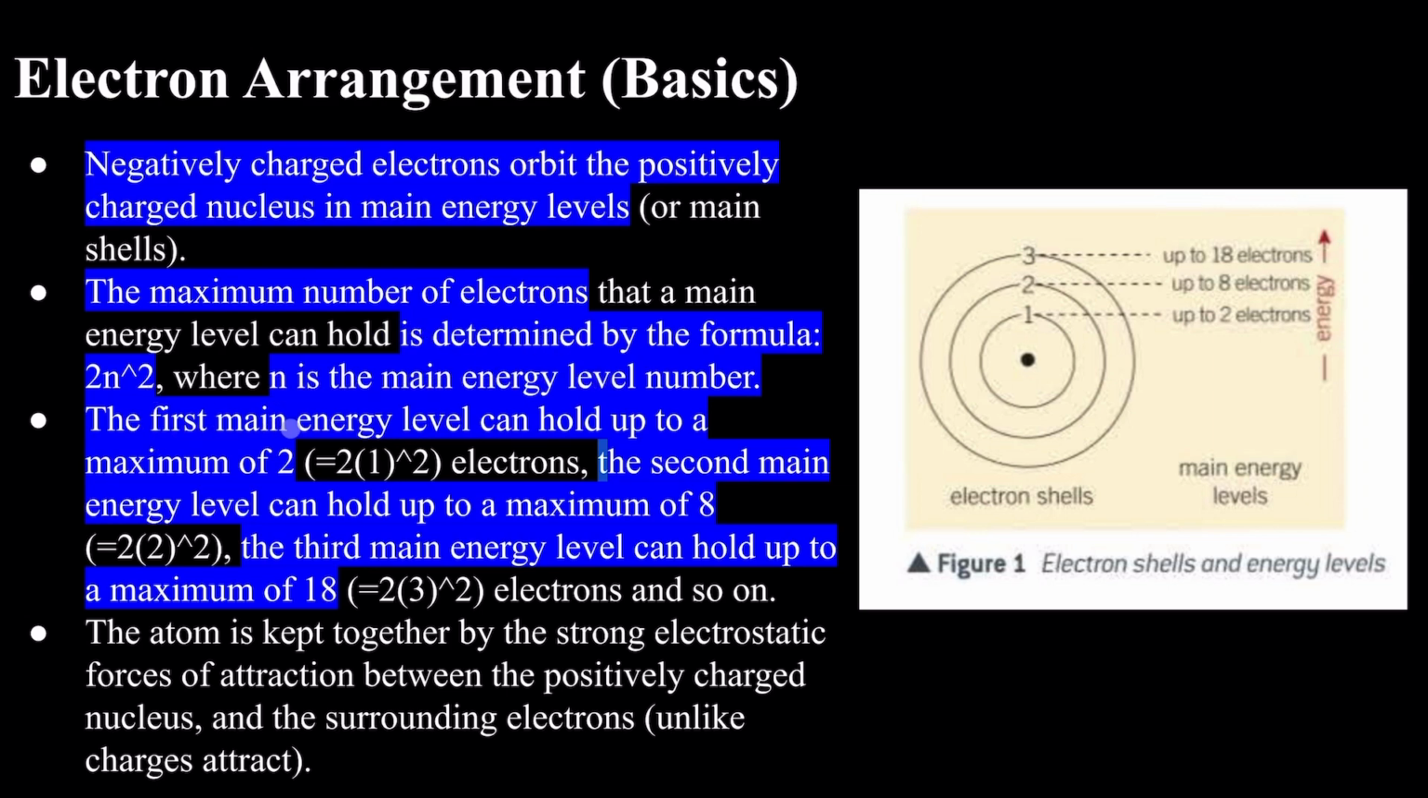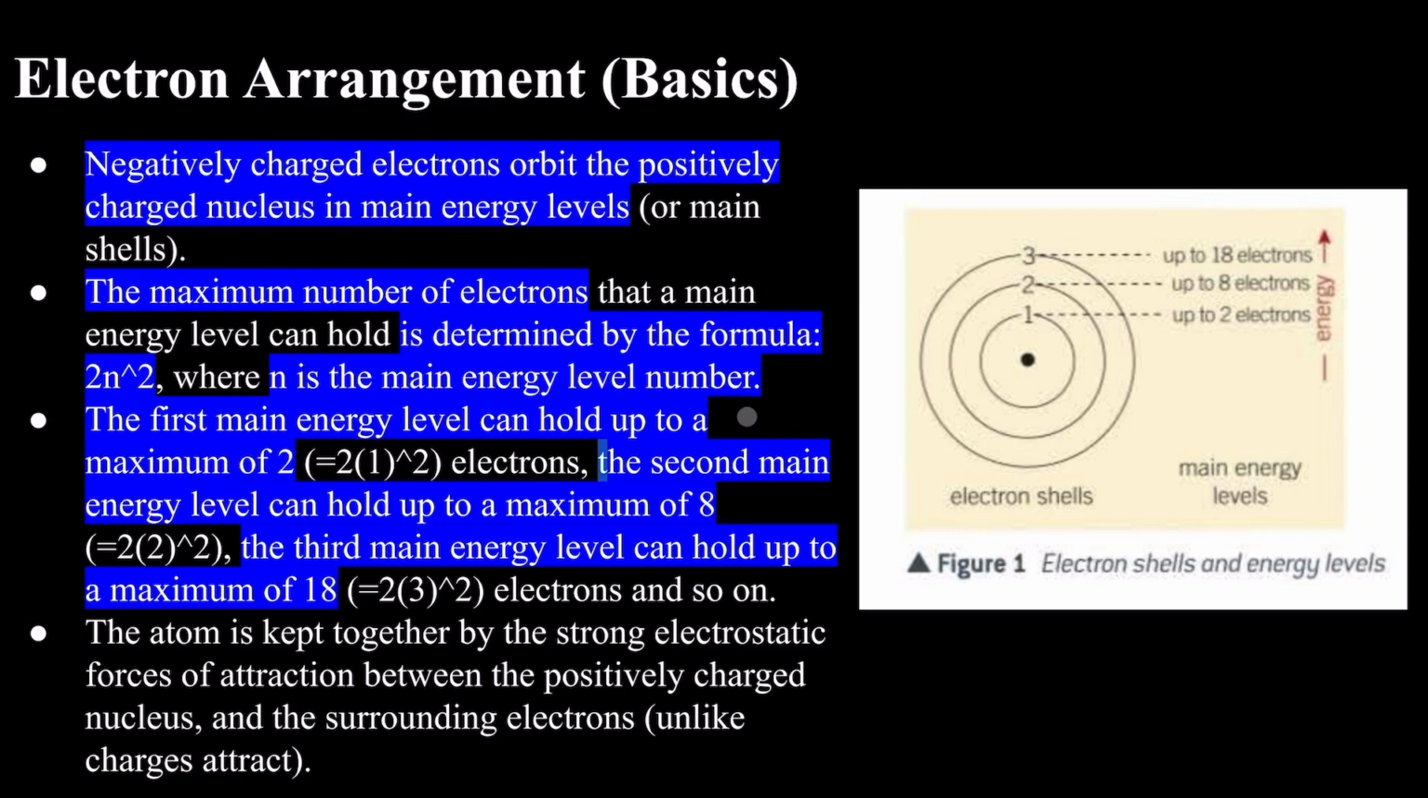So what this means is the first main energy level can hold up to a maximum of 2 electrons, because for the first main energy level, the main energy level number is 1. So we substitute 1 into n in this formula, so we do 2 times 1 squared, which is the same as 2 times 1, and the answer to that is 2.